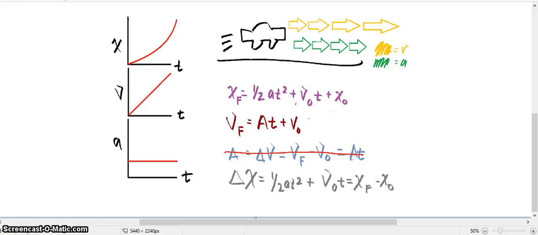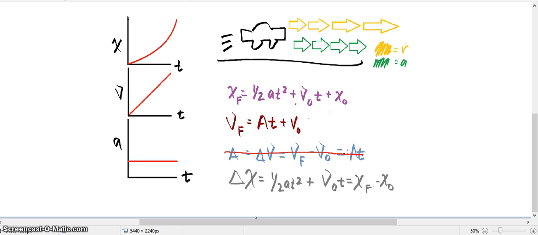Okay, so moving on, displacement or the change in position. So the change in position would be 1/2 at squared plus v naught times your t. So you're getting the area of your velocity time graph and your area of your acceleration time graph, and you're adding those two together. We'll also see that that would equal your final position minus your initial position, which makes sense.